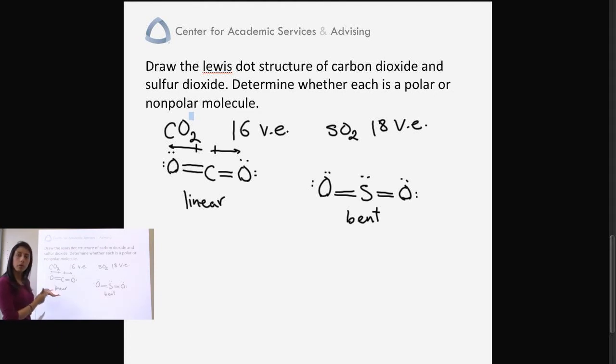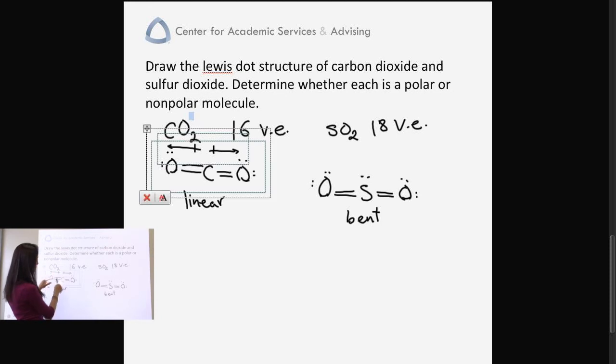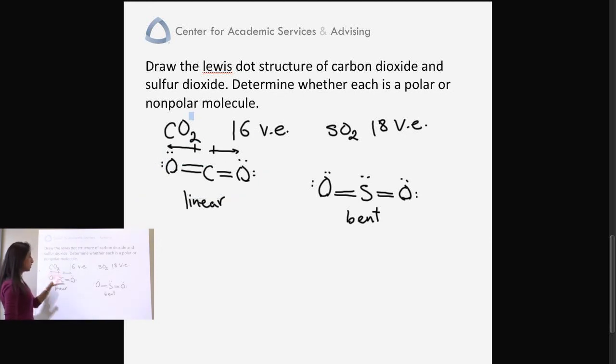But is the overall molecule polar? So keep in mind that even if you have polar bonds, it doesn't mean that your entire molecule has polarity. This is the case with carbon dioxide, and that's because these dipole vectors are pointing in completely opposite directions. So they're going to cancel one another out, such that this molecule will not have polarity.